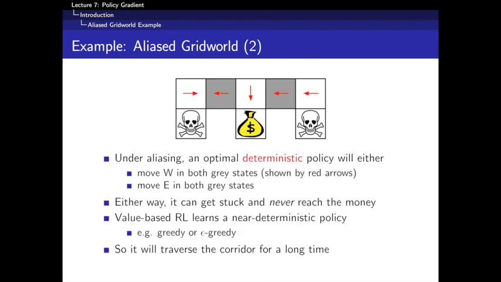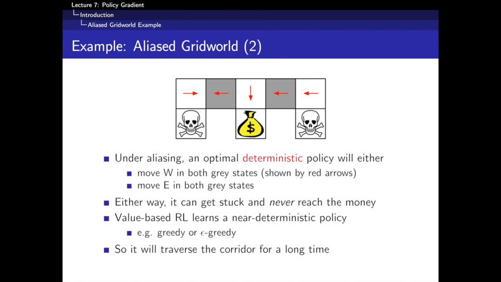So as a result, if you use a deterministic policy, then you have to pick the same action in those two grey states. A deterministic policy, which is parameterized in terms of those two things. And so imagine that you learn a value function now. The value function for these two states has to be the same. And if you act greedily with respect to that value function, you'll either go west all the time, or you'll go east all the time.